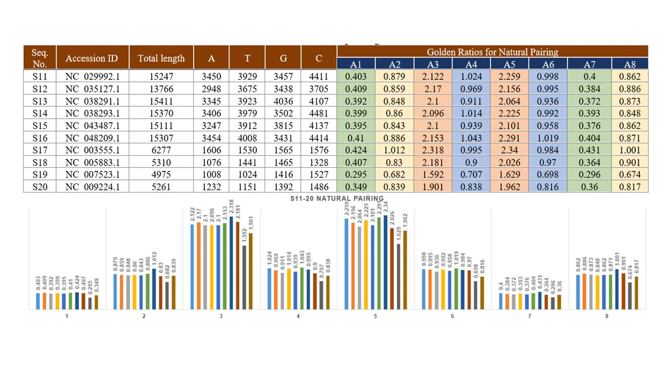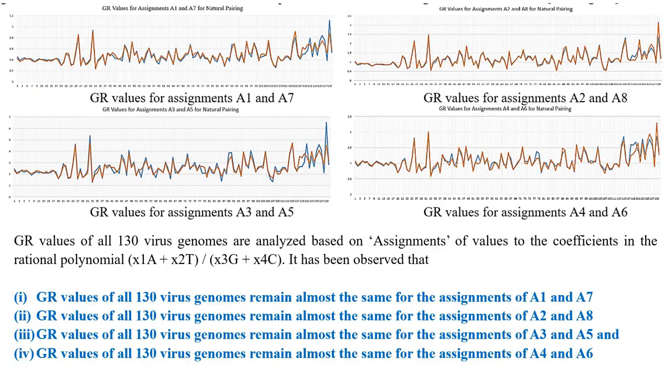In all the cases, the assignment pairs A1, A7; A2, A8; A3, A5; and A4, A6 independently show almost equal GR values. Pairwise comparison has been made for various assignment pairs and the results are indicated in graphs.